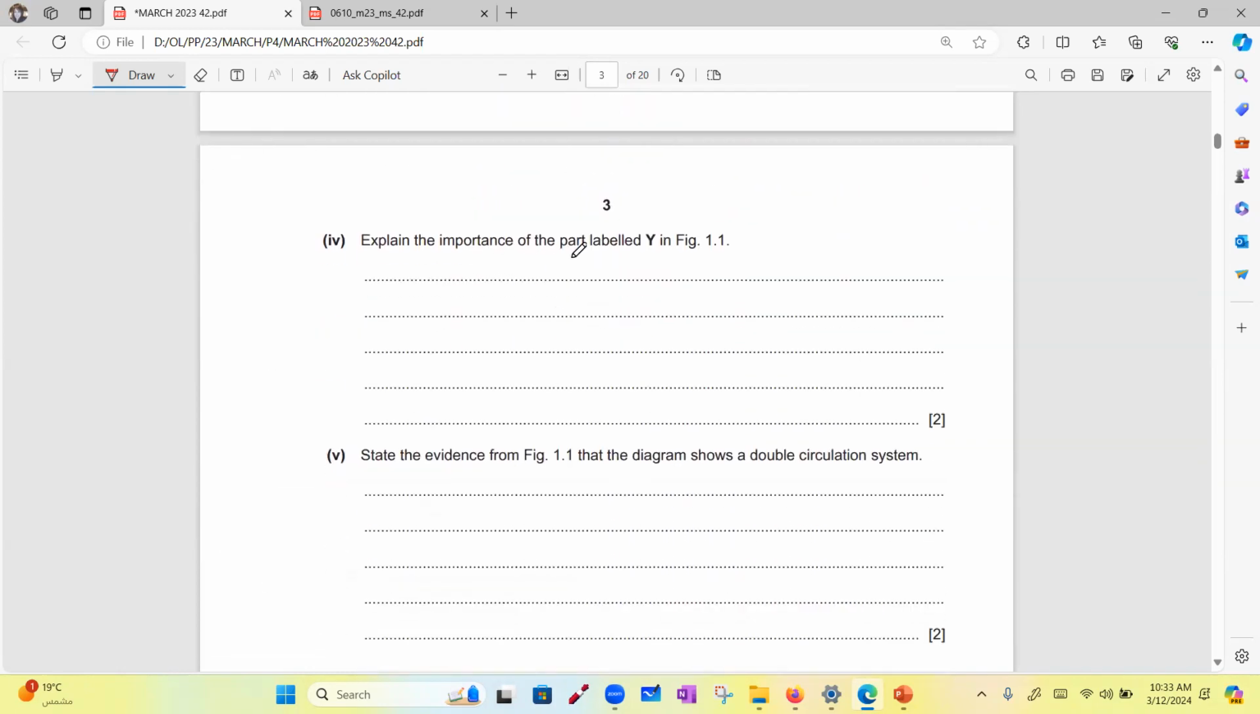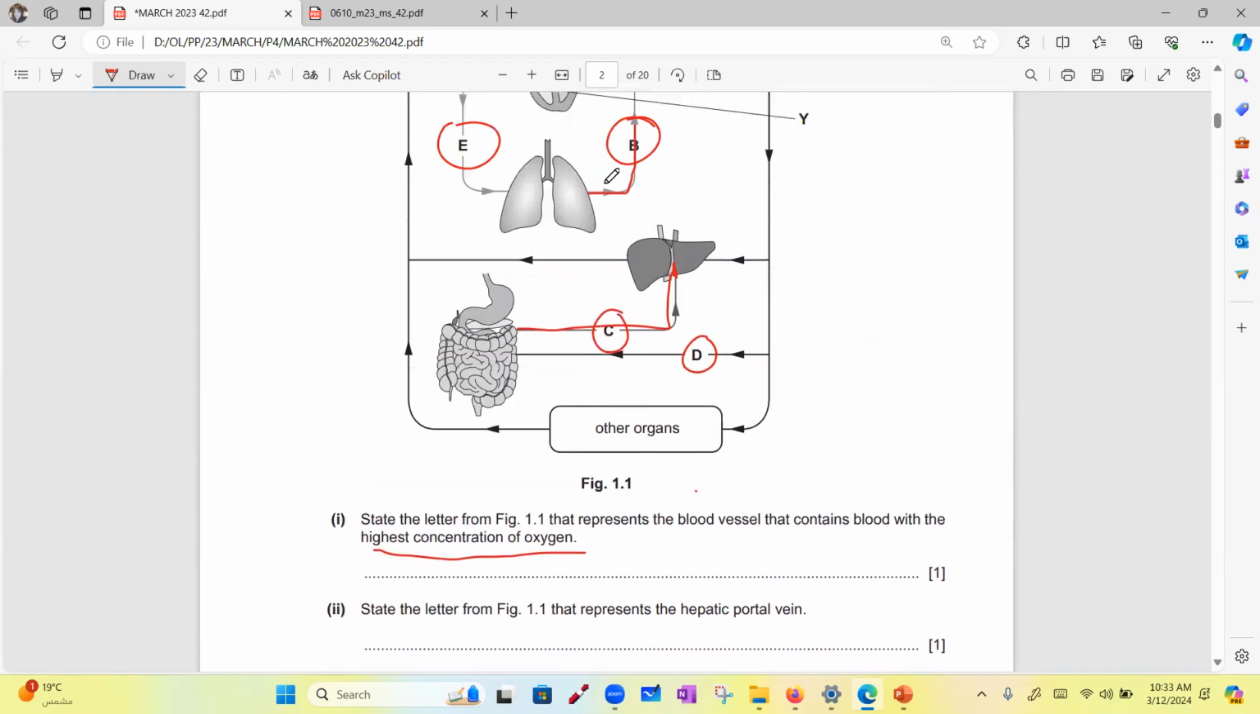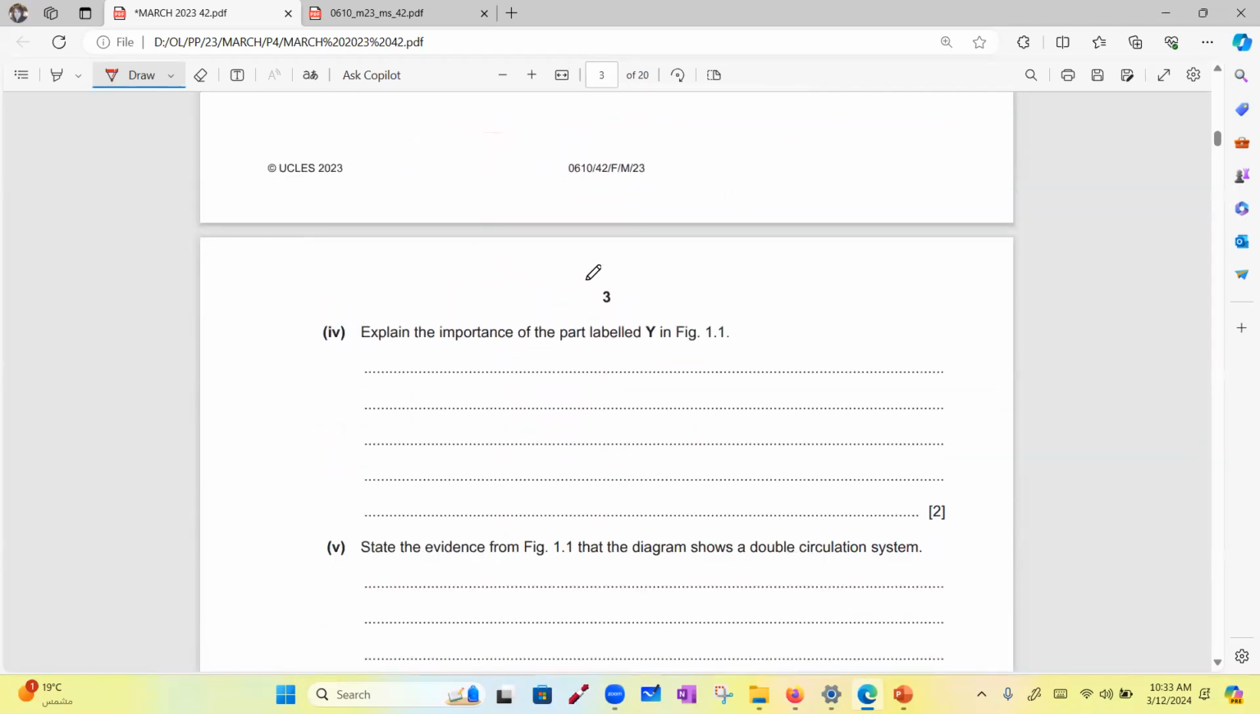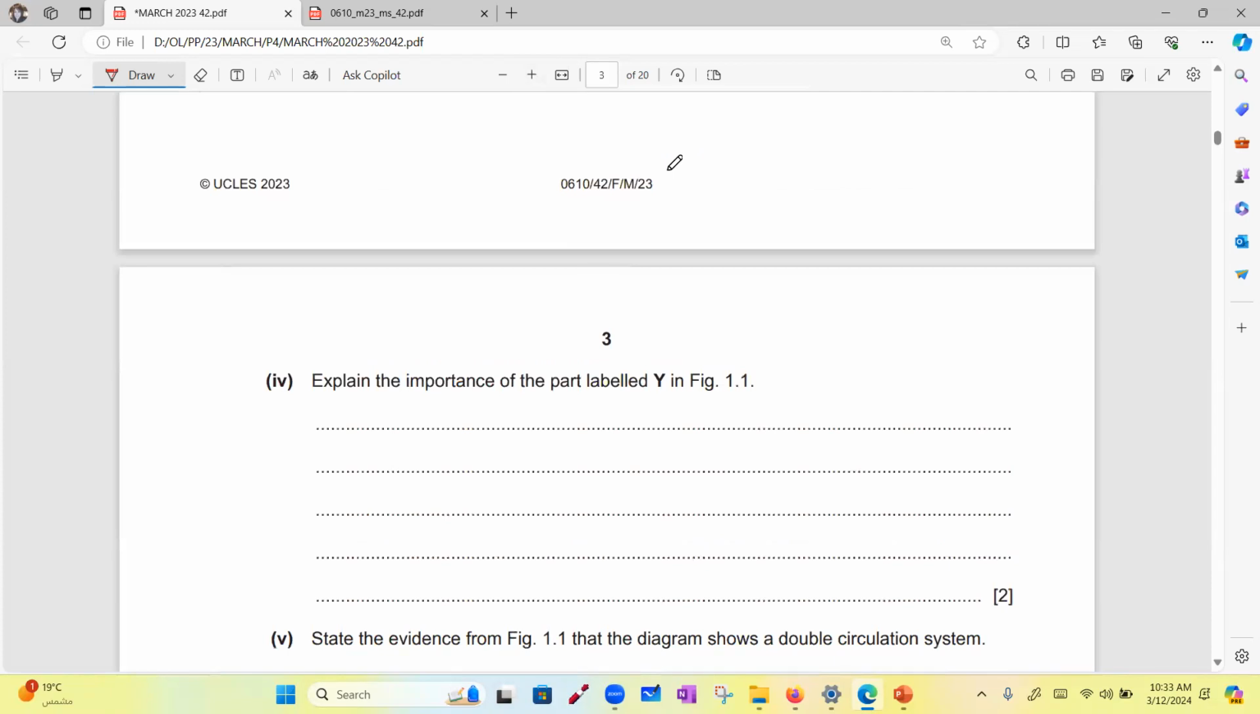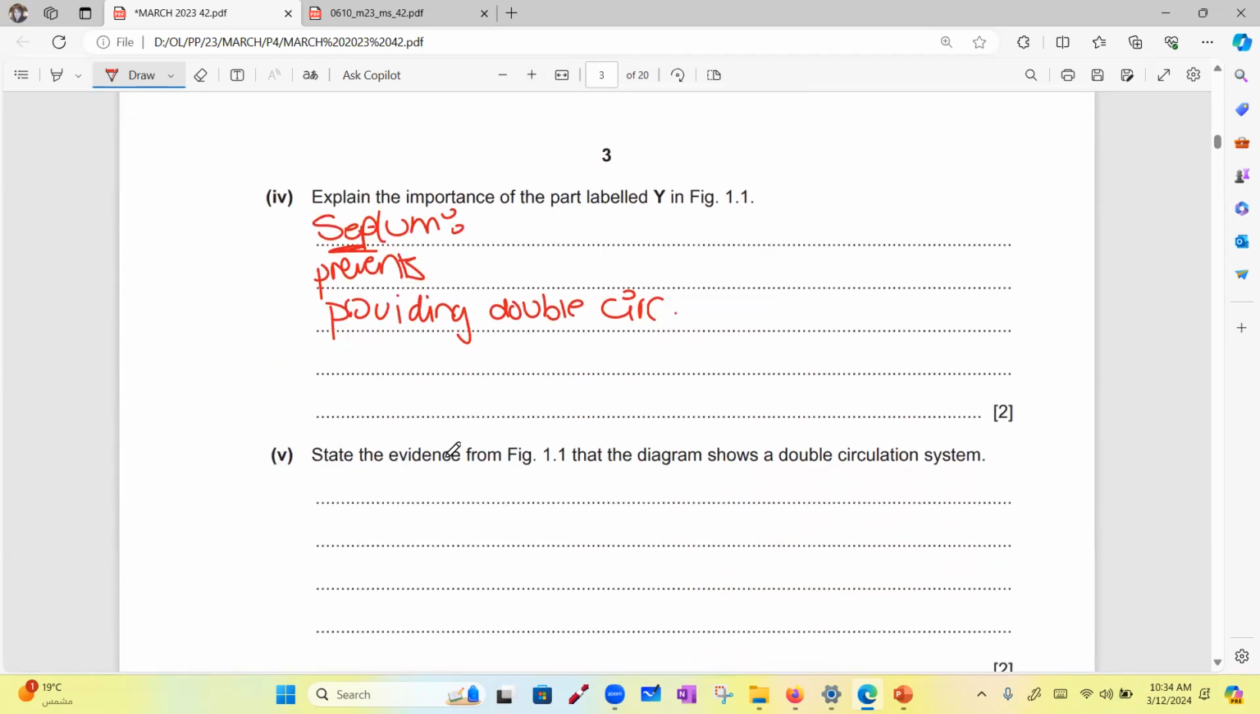Explain the importance of Y. What is Y? Very good. What is the importance of the septum? Very good. Do I have to write it down for you? It helps provide a double circulation. So this is the septum. It prevents the mixture. I will not write it down. It prevents mixing of oxygenated and deoxygenated blood, and it helps in providing a double circulation.